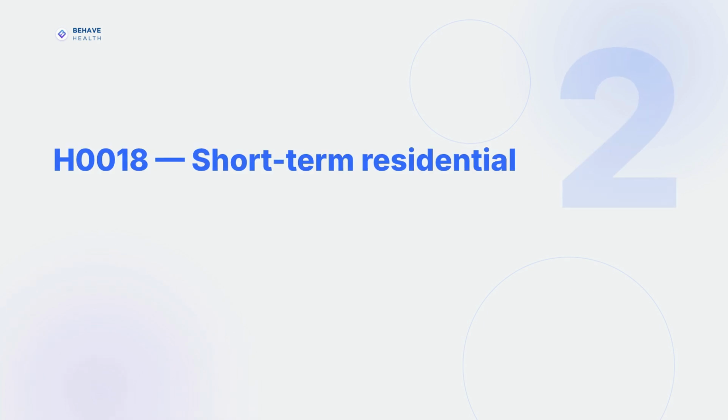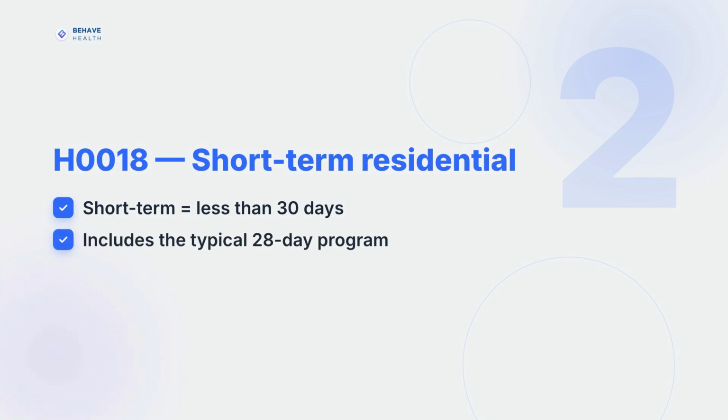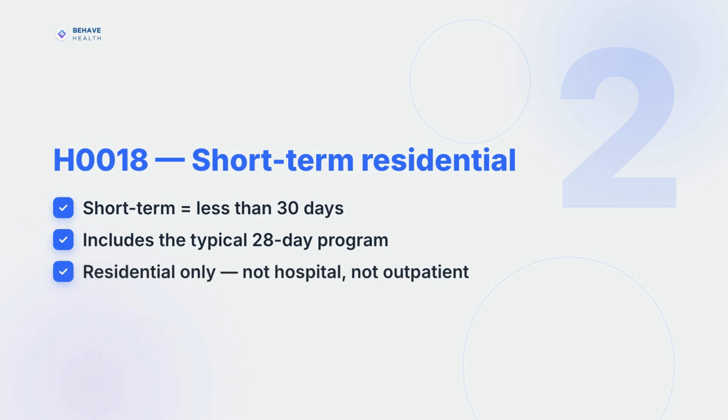H0018, Behavioral Health, Short-term residential without room and board. H0018 is for short-term residential programs, any program running less than 30 days. The standard 28-day residential program falls under H0018. This code applies only to residential treatment, not hospital-based programs and not outpatient settings.